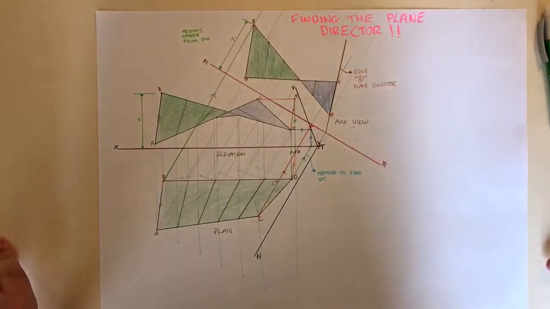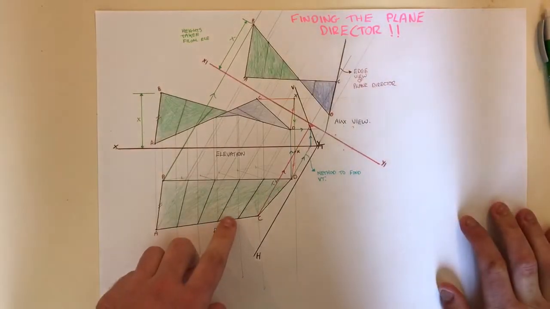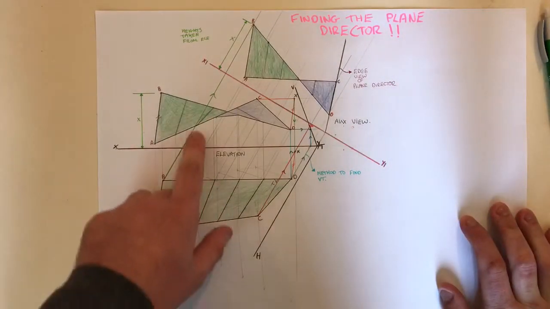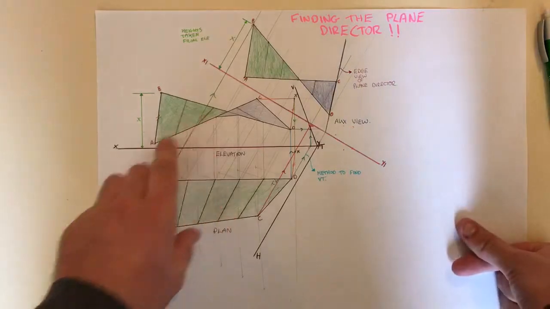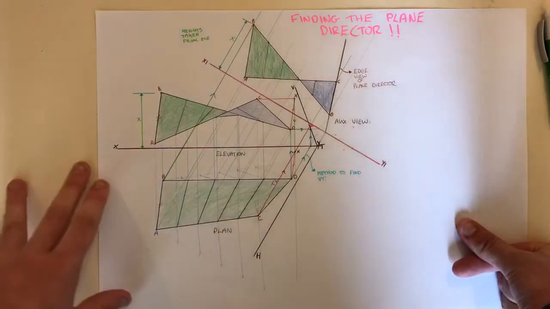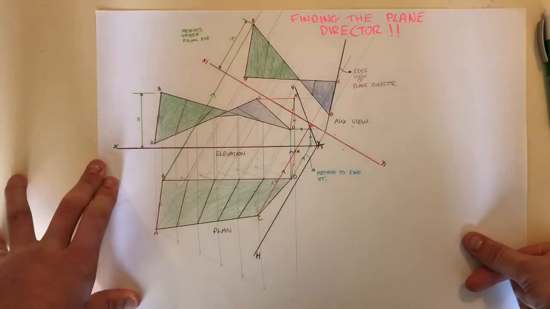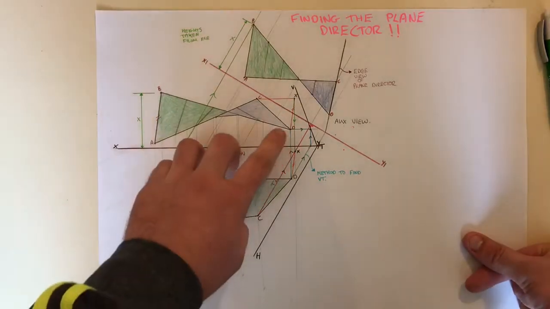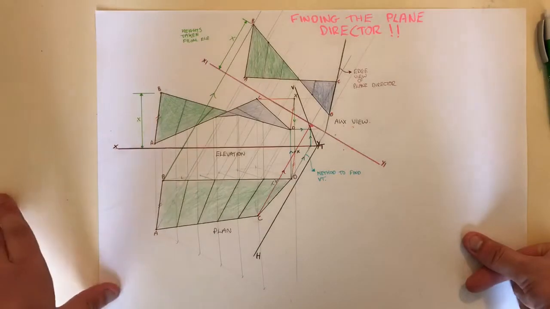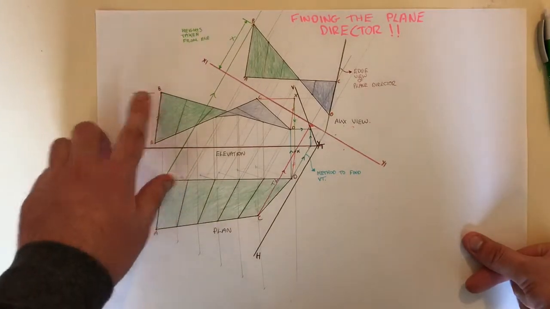Okay, so this is a video showing the principles behind finding the plane director. As our elements don't appear parallel in plan nor elevation, that means the plane director is going to be an oblique plane. So we're looking for a single plane that is able to contain the line CD and then move along to contain the line AB.